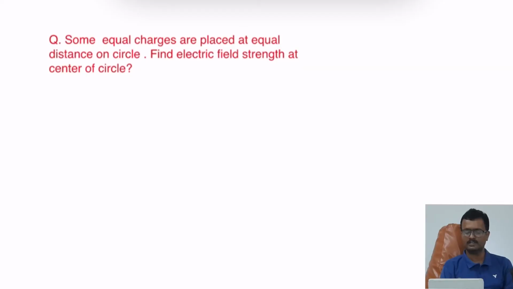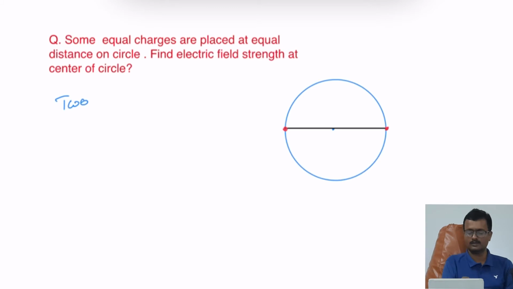Some equal charges are placed at equal distance on a circle. Find electric field strength at the center of the circle. Suppose we take two charges on the circle which are placed at equal distance on the circle. Suppose both charges have Q. These are at equal distance from the center. Electric field intensity at the center means at the center there is a unit positive charge. So Q repels the unit positive charge on both sides in opposite direction and having the same magnitude, so the resultant becomes 0. So for two charges, the resultant vector becomes 0.